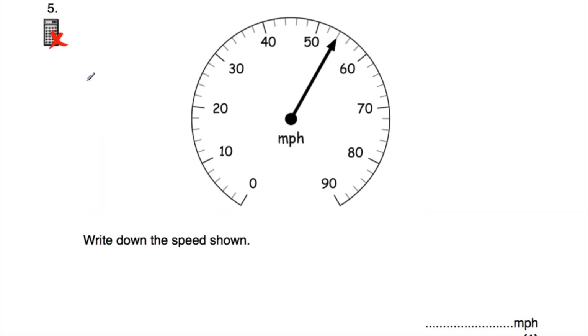Okay, let's have a look at the next question, question number 5. So question number 5, we've got the speedometer again, and we've got 0, 10, 20, 30, 40, 50, 60, 70, 80, 90 miles per hour.